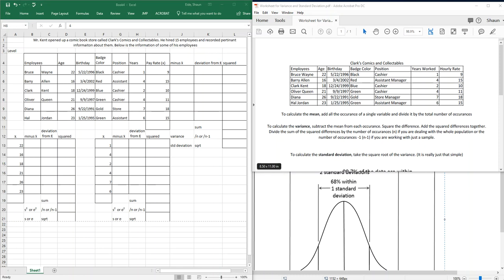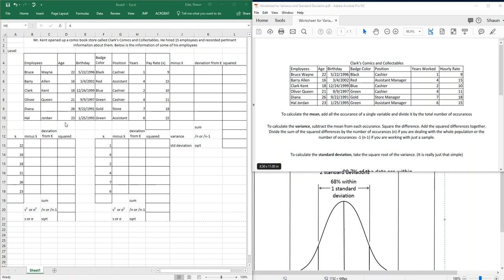Okay, we're going to go over the worksheet that we did in class for the standard deviations and variances. So right here we have a sample of employees that Mr. Kent has hired for his Clark's Comics and Collectibles shop.